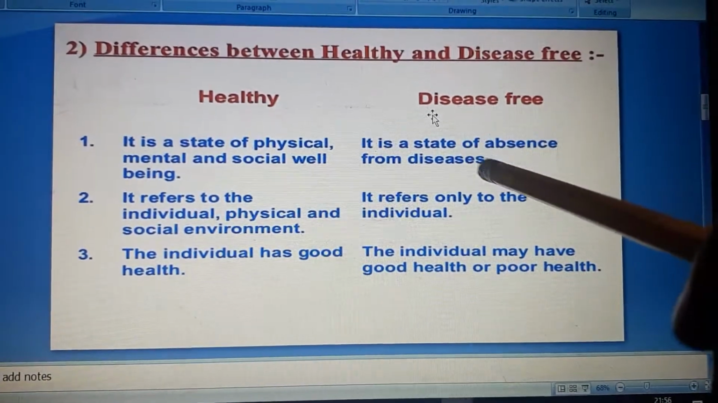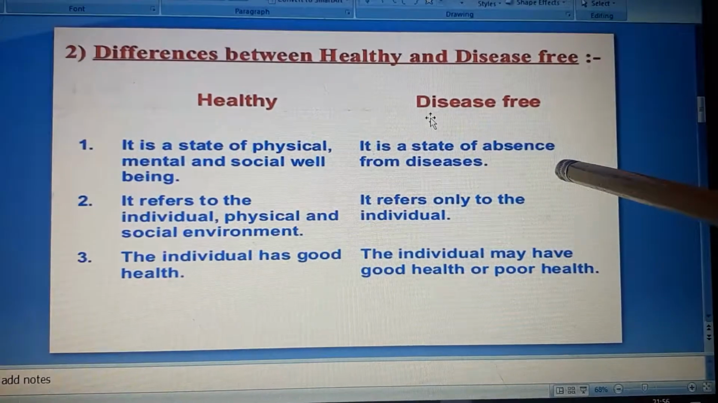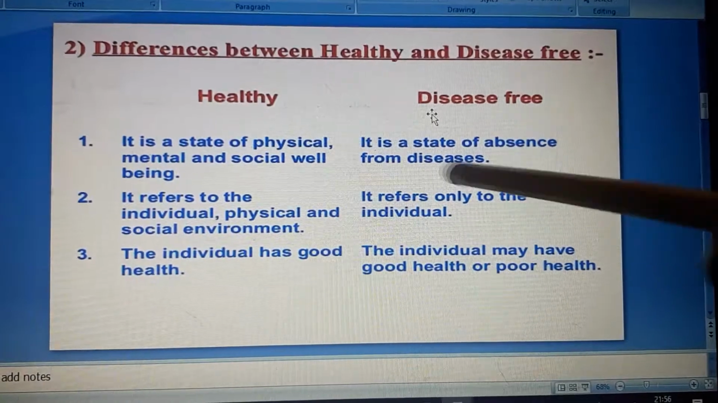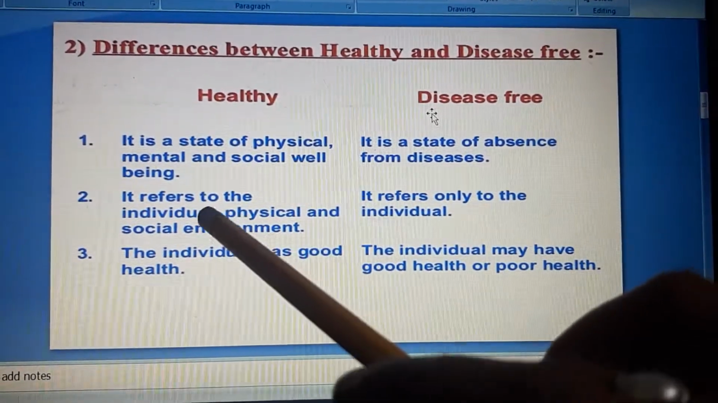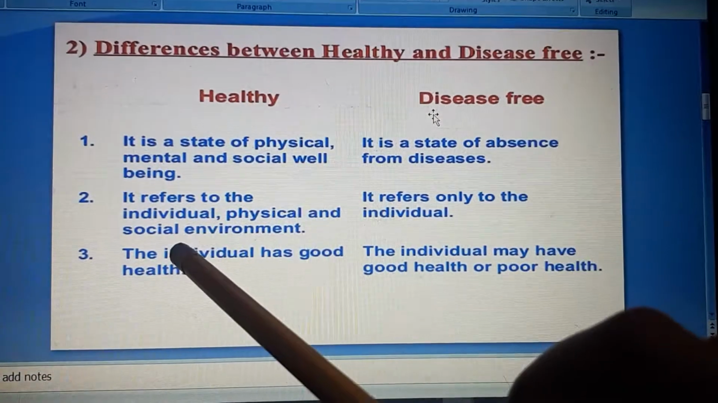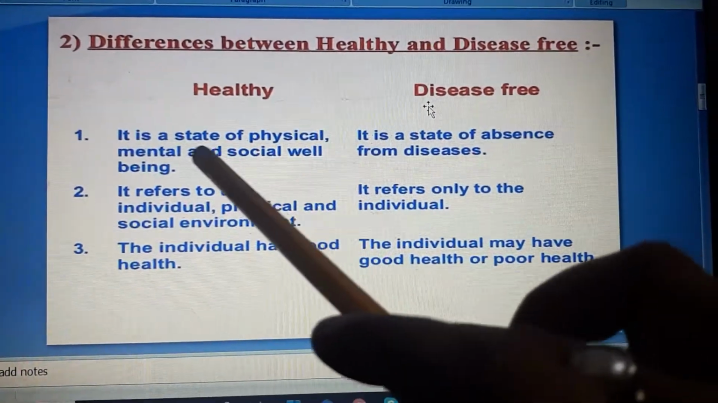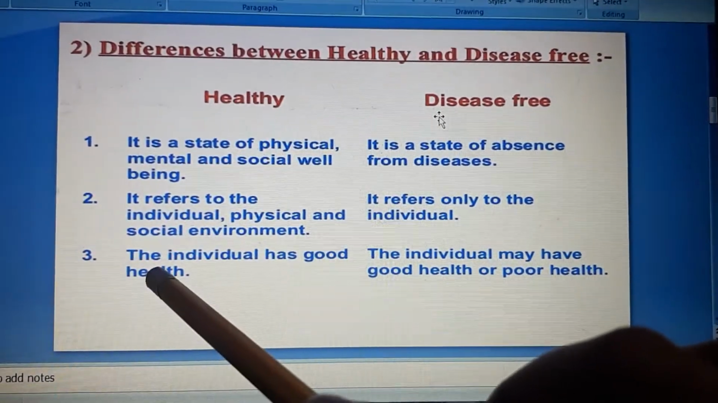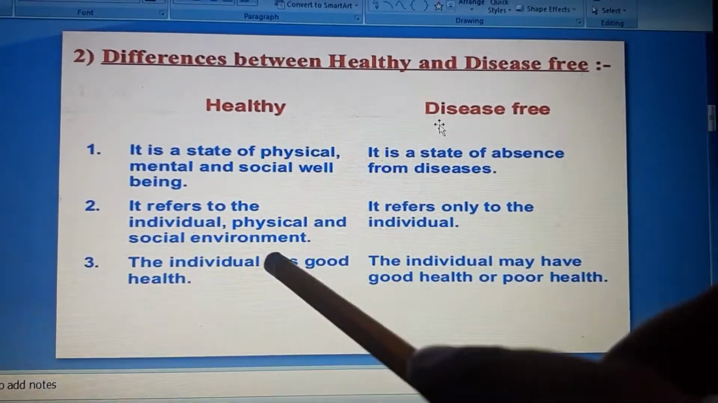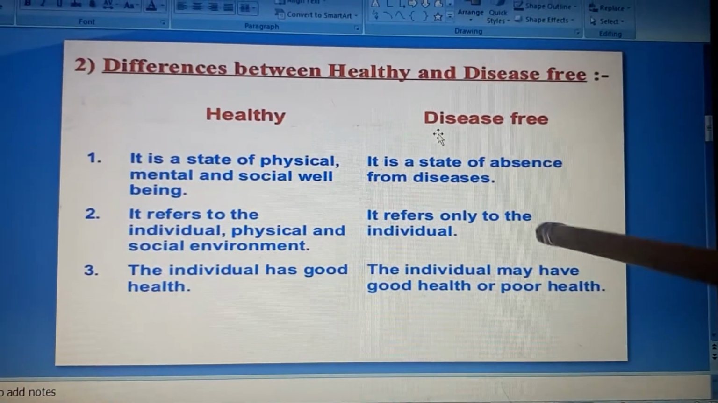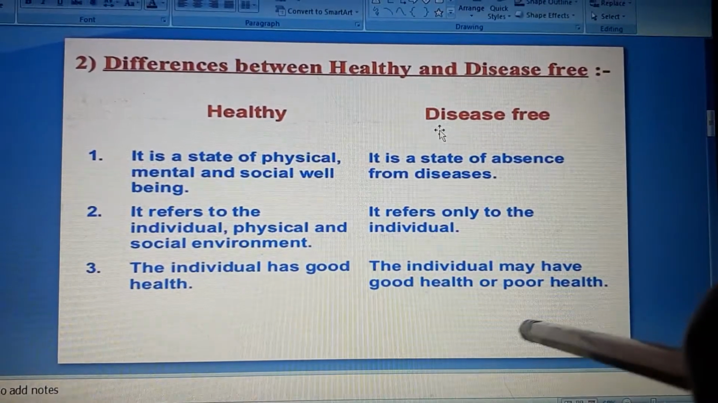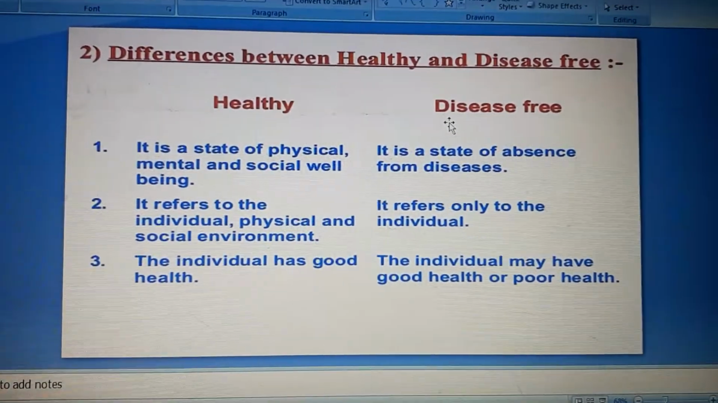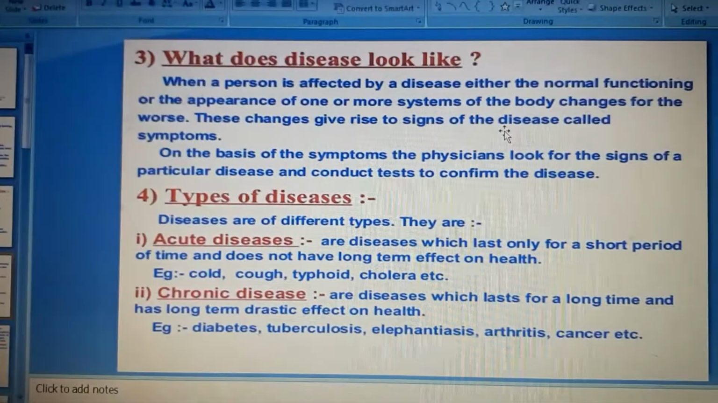while disease free means it is the state of absence of disease. It refers only to the individual, while health refers to the individual, physical and social environment. Health has three aspects, while disease free has only one aspect. In health, the individual has good health, while in disease free, the individual may not have good health or may have poor health, but he is surely disease free.